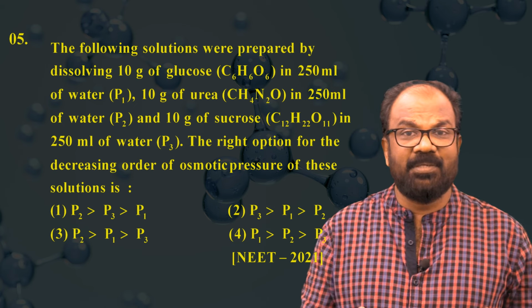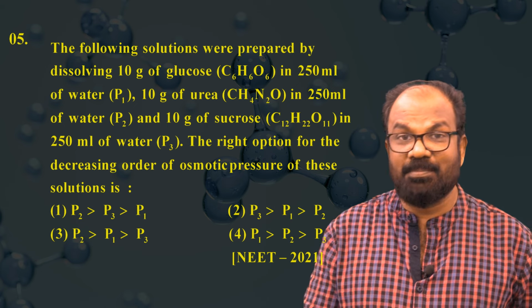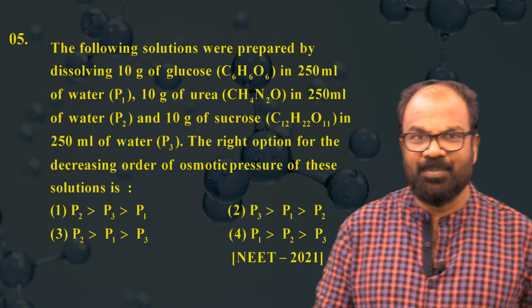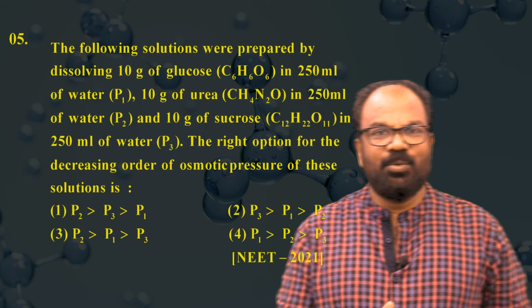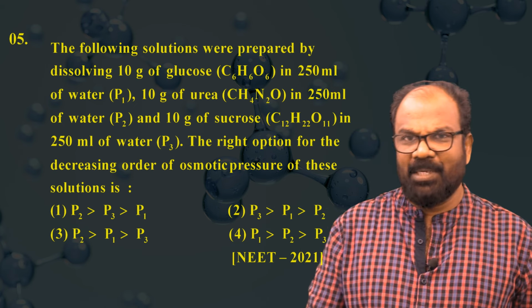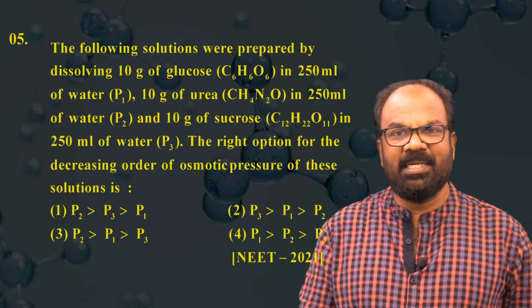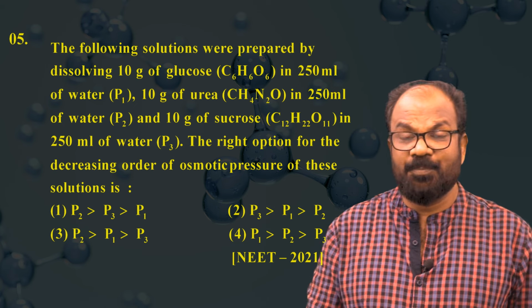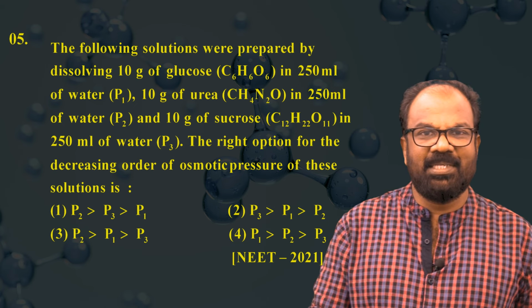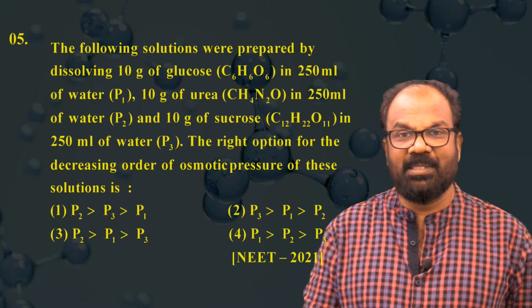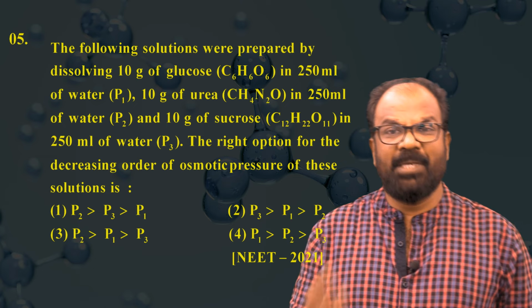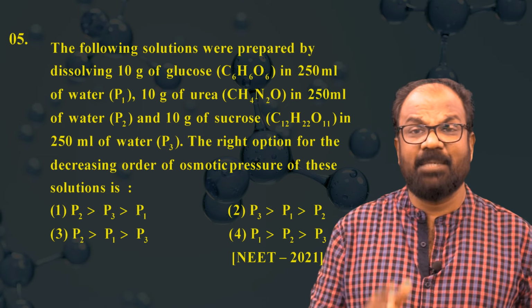The right option for the decreasing order of osmotic pressure of these solutions is: option number 1, P2 is greater than P3 is greater than P1; option number 2, P3 is greater than P1 is greater than P2; option number 3, P2 is greater than P1 is greater than P3; and option number 4, P1 is greater than P2 is greater than P3.